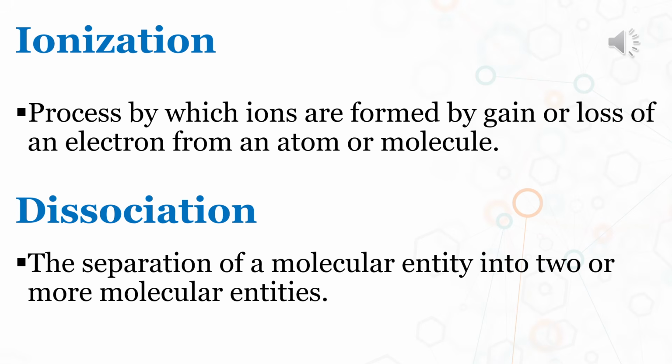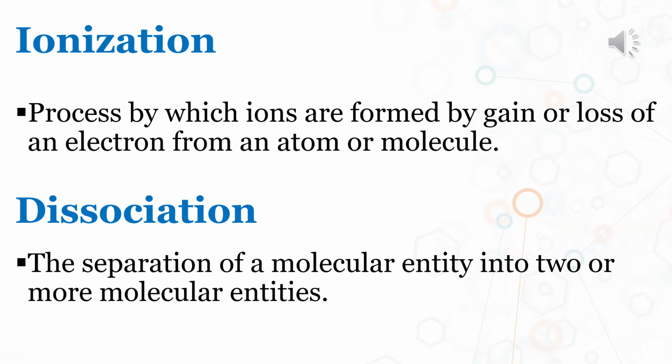Next, let's have the discussion on ionization and dissociation. Let's compare the two. Ionization is defined as the process where ions are formed due to the gain or loss of electrons. For example, when table salt dissolves in water, it forms charged ions that can conduct electricity. How does that happen? Because you have already formed the ions.